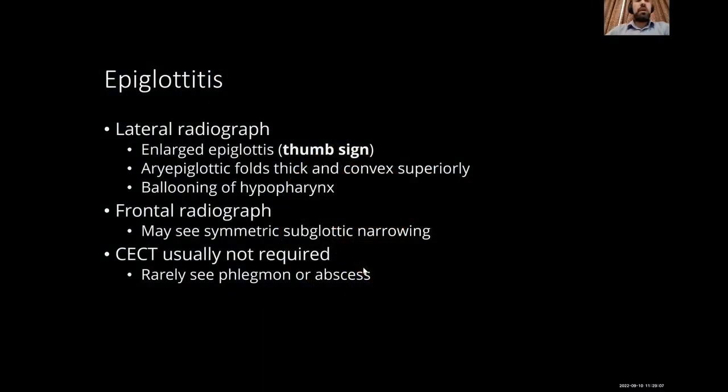In the lateral radiograph: enlarged epiglottis, the thumb sign, epiglottic fold thick and convex superiorly, ballooning of the hypopharynx. On the frontal radiograph, you may see symmetric subglottic narrowing. In the CT, it is very rare to reach this; you rarely see phlegmon or abscess.